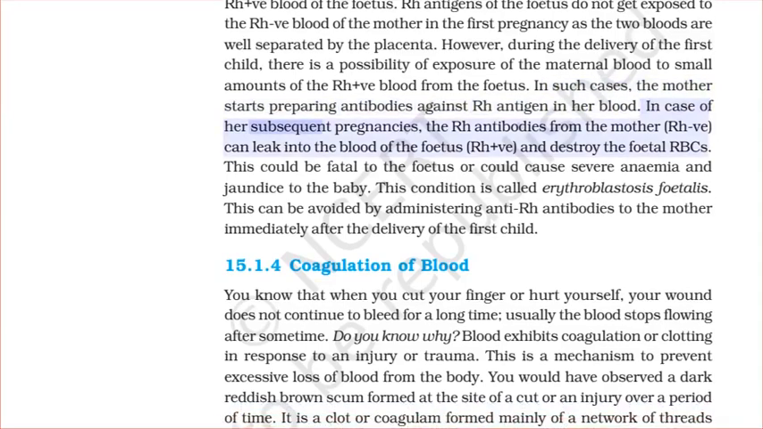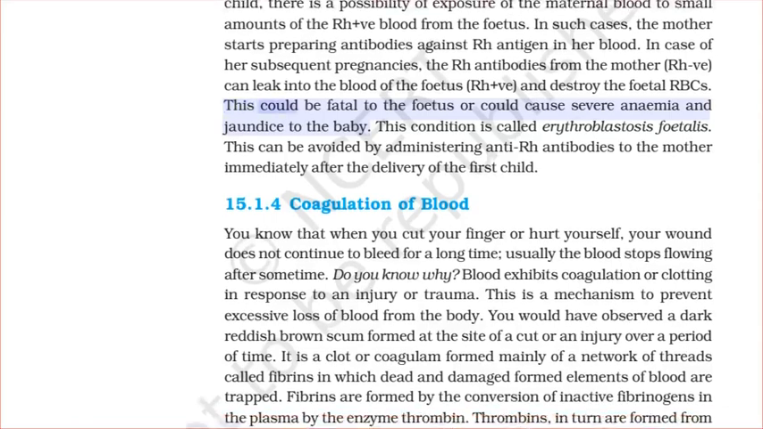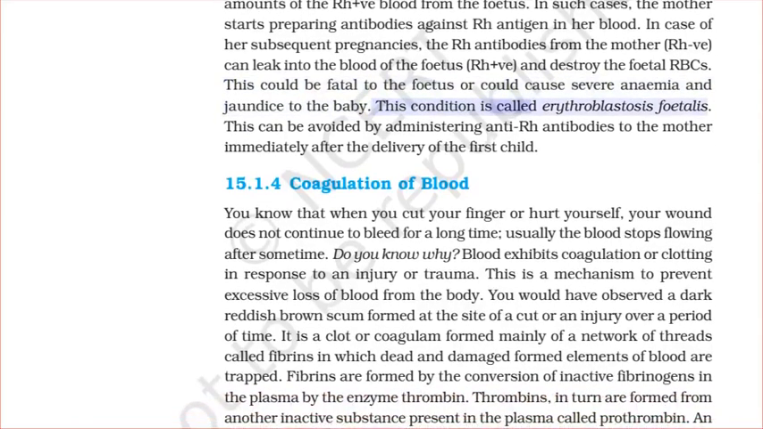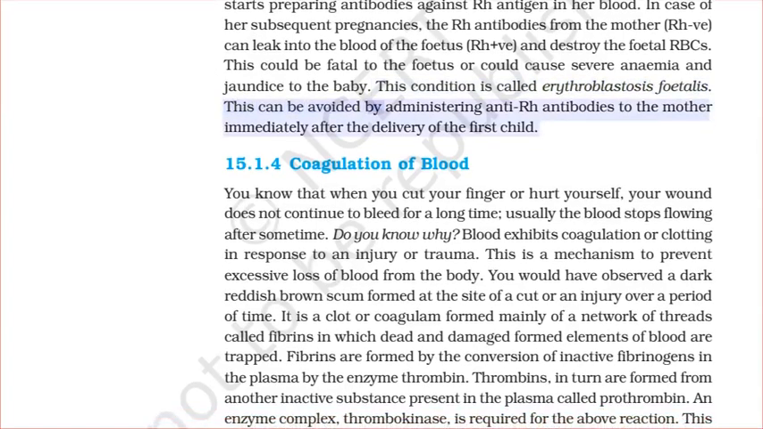In case of her subsequent pregnancies, the Rh antibodies from the mother (Rh absent) can leak into the blood of the fetus (Rh present) and destroy the fetal RBCs. This could be fatal to the fetus or could cause severe anemia and jaundice to the baby. This condition is called erythroblastosis fetalis. This can be avoided by administering anti-Rh antibodies to the mother immediately after the delivery of the first child.